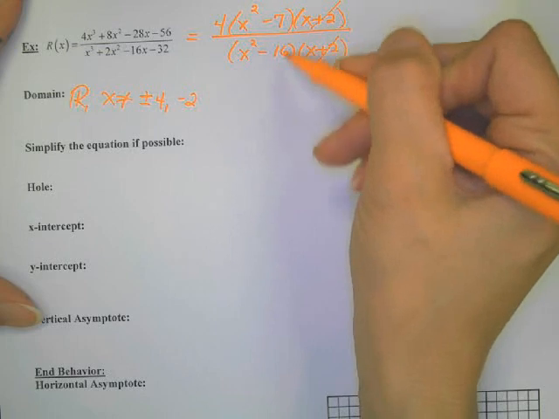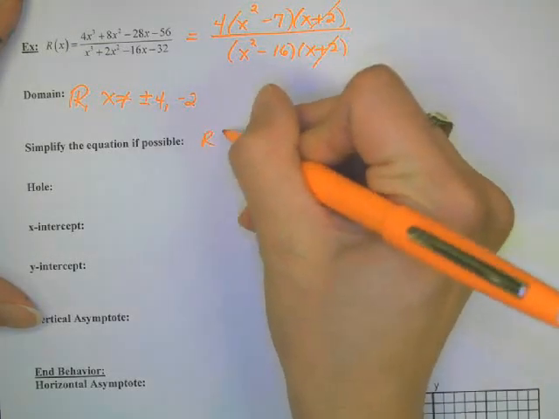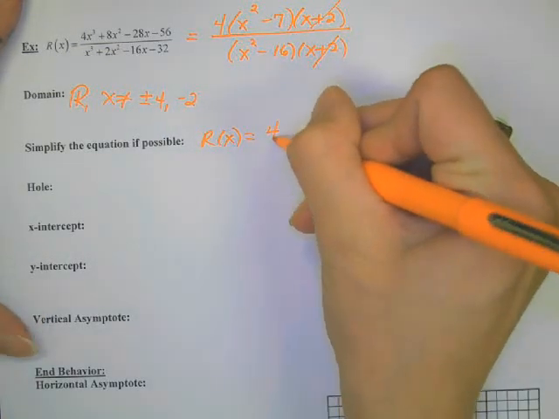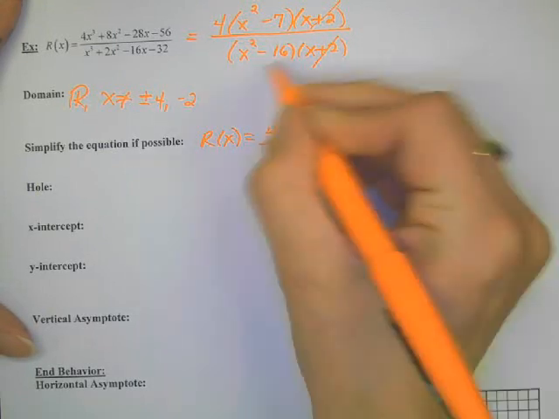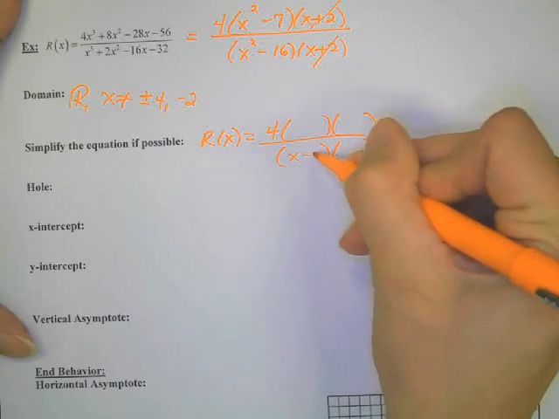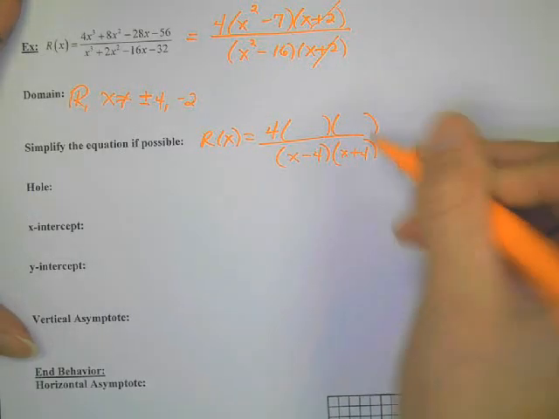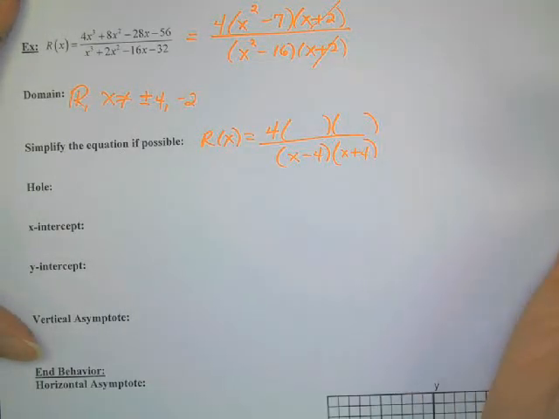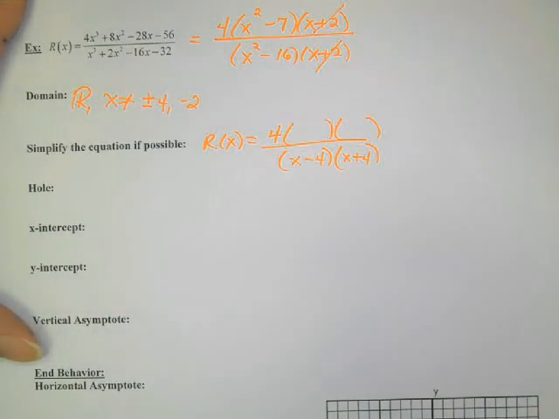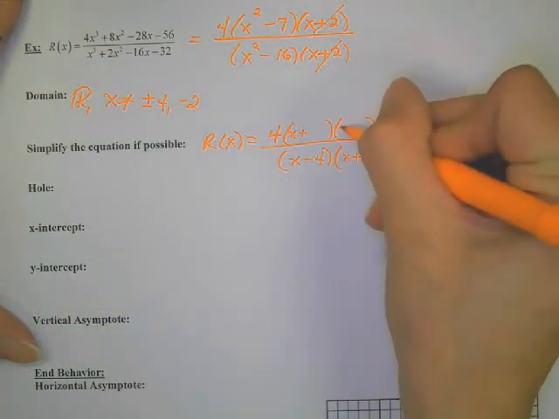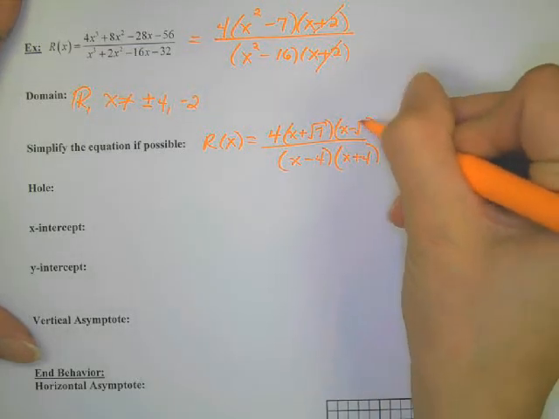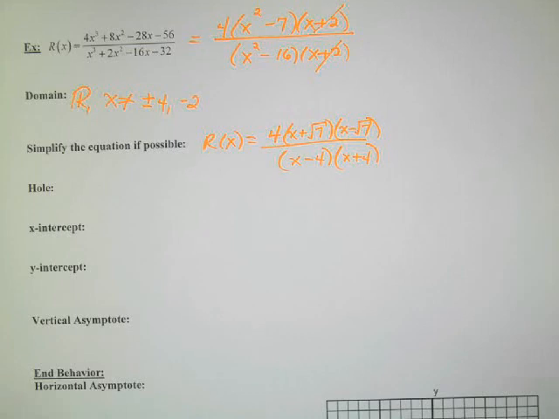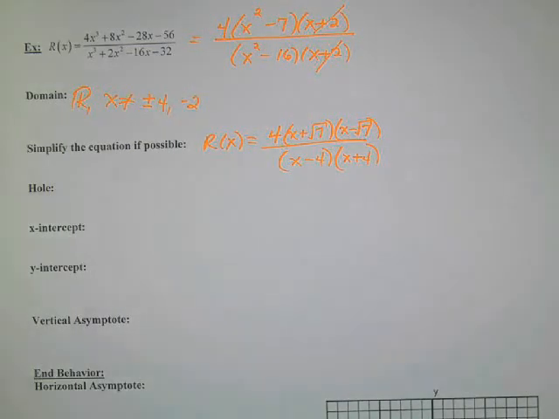But this is not completely factored yet. So r of x in completely factored form needs to have a difference of squares factored on the bottom, x squared minus 4x plus 4, as well as the numerator. The numerator factors into x plus and minus radical 7. Did you figure that out this time? We've been doing a little bit of that lately, so hopefully you caught on to that.